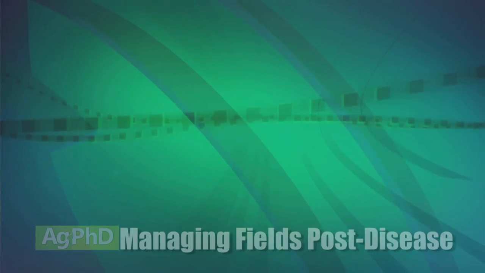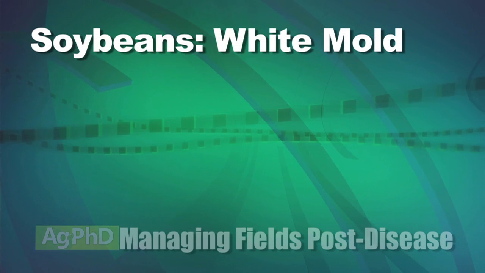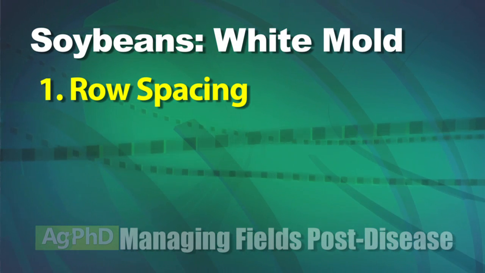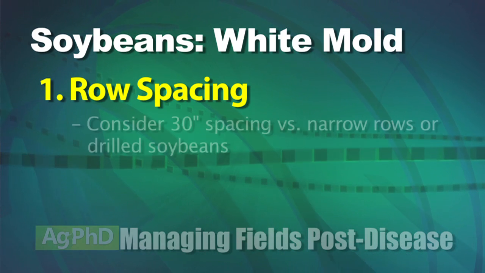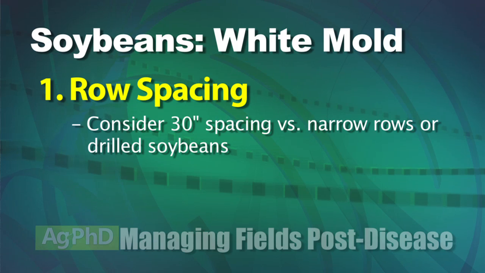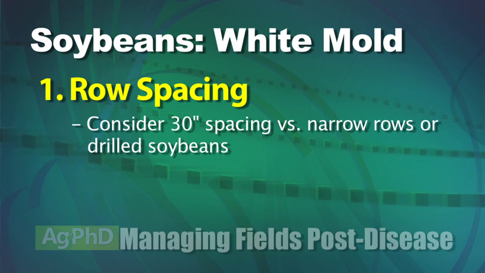All right, let's go through diseases real quick. White mold. How do you solve white mold if you want to be in continuous beans? Row spacing made a big time difference this year. If we had wider rows, we had less white mold. So you may consider, if I'm in a continuous soybean situation, I might go back to 30-inch rows instead of going in a drill or in a 15-inch row spacing.